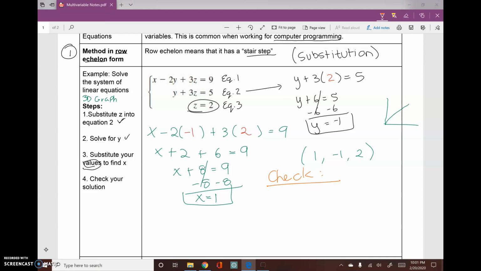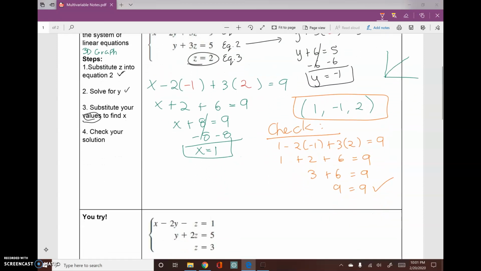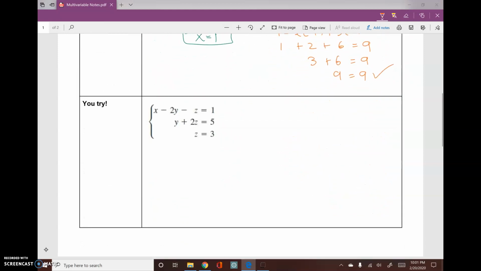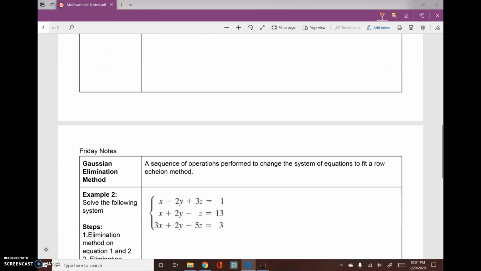I am going to check my coordinate point. So I plug in 1 minus 2 times negative 1 plus 3 times 2. Will that equal 9? 1 plus 2 plus 6. Will that equal 9? 3 plus 6. 9 does equal 9. So this is a solution. All right. So you're going to try, and this is what I'm going to check when you come back for your notes. And we will move on to method 2.